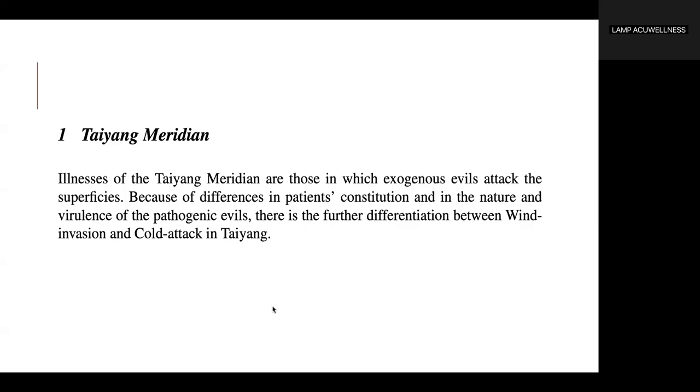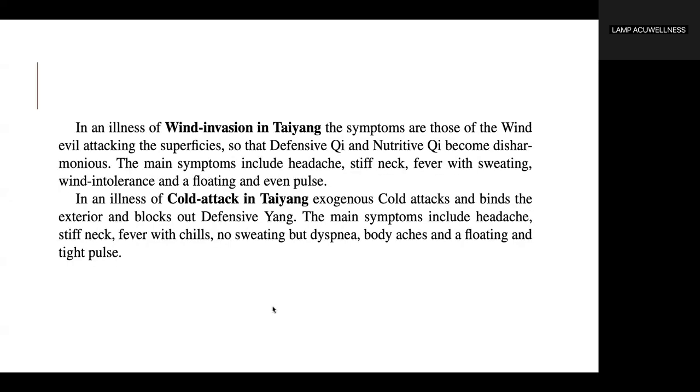Illnesses of the Tai Yang meridian are those in which exogenous evils attack the superficies. Because of differences in patient's constitution and in the nature and virulence of the pathogenic evils, there is the further differentiation between wind invasion and cold attack in Tai Yang. In an illness of wind invasion in Tai Yang, the symptoms are those of the wind evil attacking the superficies. So the defensive qi and nutritive qi become disharmonious. The main symptoms include headache, stiff neck, fever with sweating, wind intolerance, and a floating and even pulse.